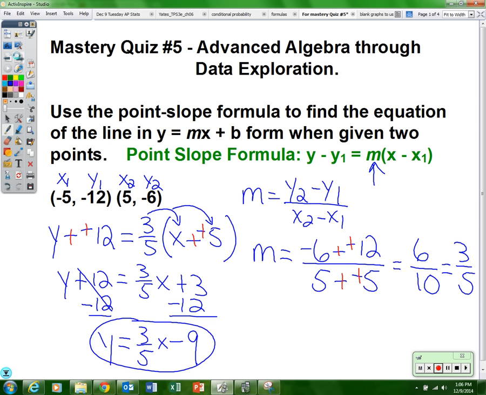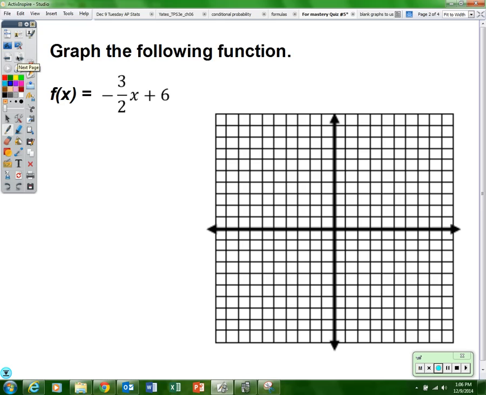Okay, problem number 3, we are going to graph this function. So remember, this right here is your y-intercept. That tells us where to start. So we're going to start at 6. Make sure you start on the y-axis. 1, 2, 3, 4, 5, up 6. Put a dot. Okay, the slope tells us where to go.